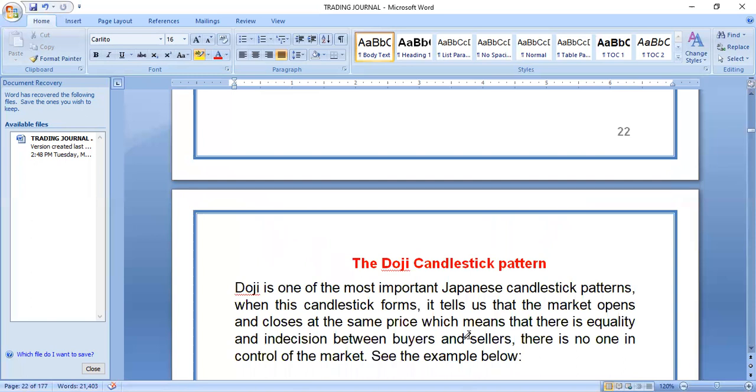Then we have the Doji candlestick. Doji is one of the most important Japanese candlestick patterns. When this candlestick forms, it tells us that the market opens and closes at the same price, which means that there is equality and indecision between buyers and sellers. There is no one in control of the market. That's what a doji means. Both buyers and sellers are at par, no one in control of the market at that particular juncture.